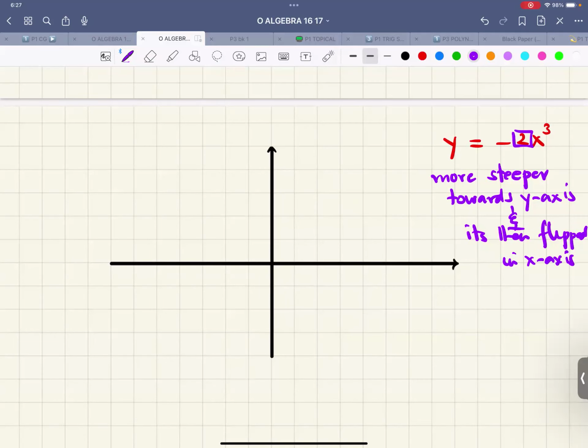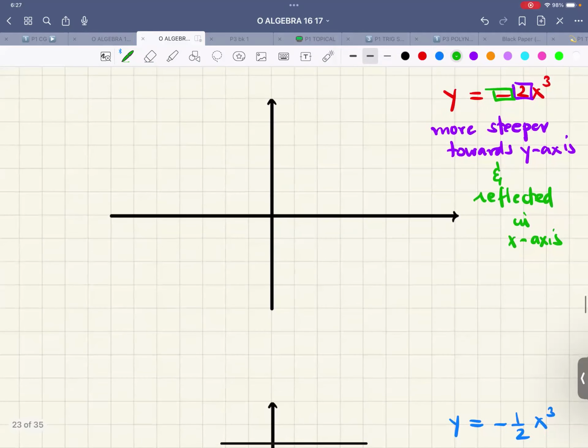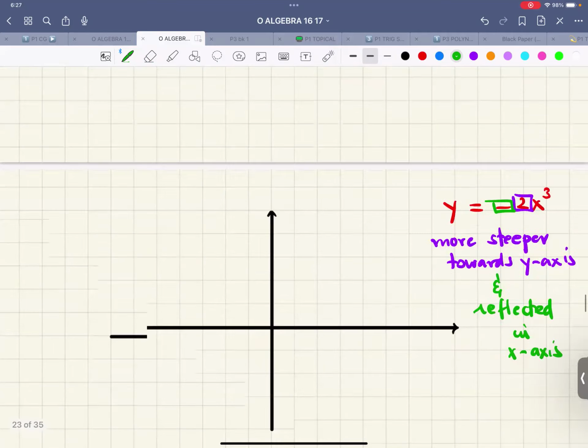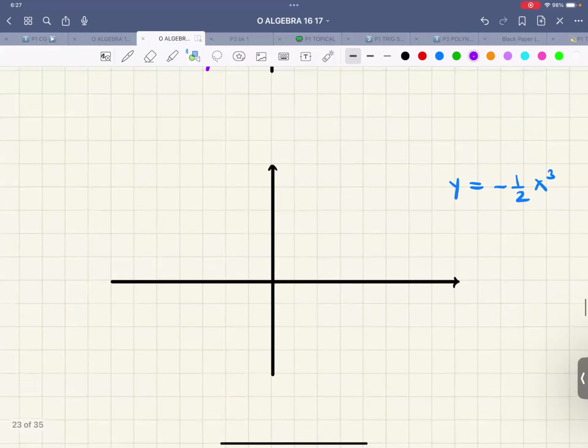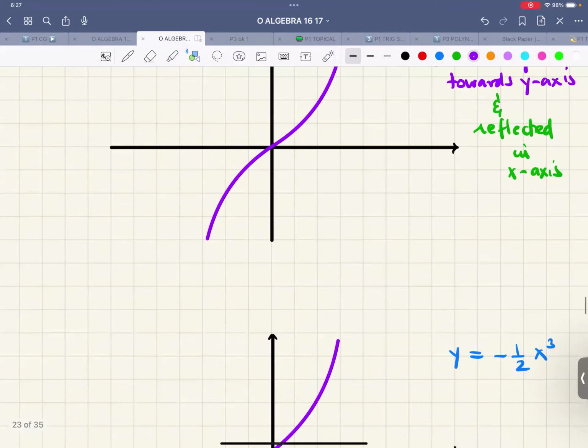Flipped is reflected, okay? So let me use the right terminology so that there is no confusion with the examiner. Because of this negative sign, it is reflected in the x-axis. So let me draw the graph, the original one, that is the purple color. Let me just draw everything again. This one and this one, that is the original one. Over here, this one and this one, that is the original one.